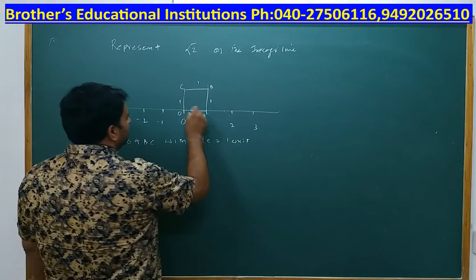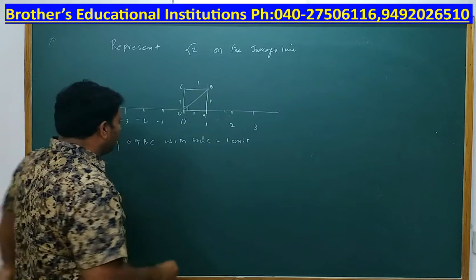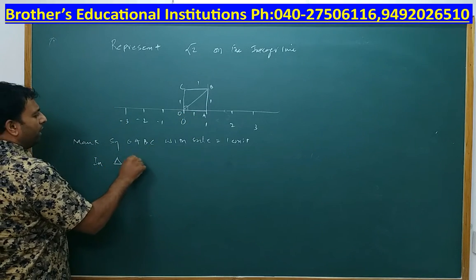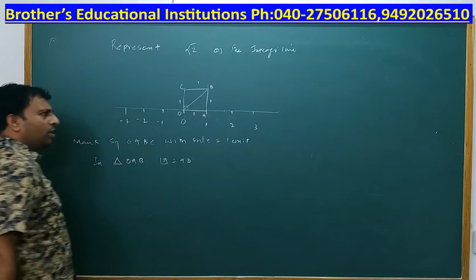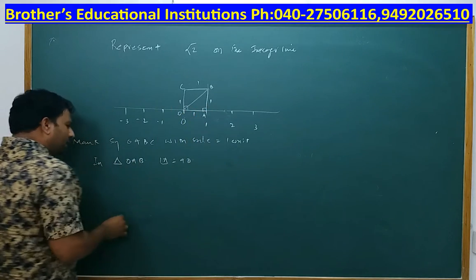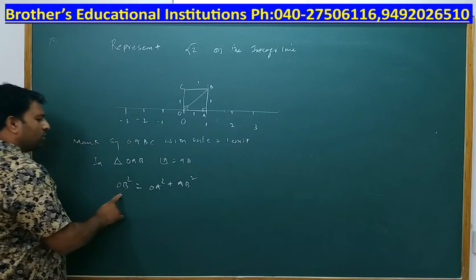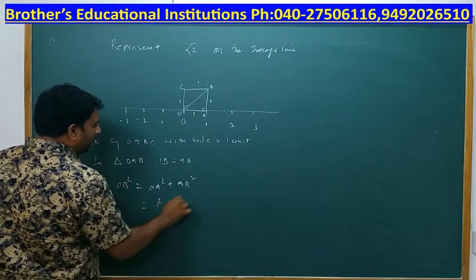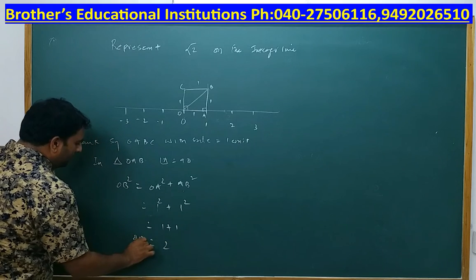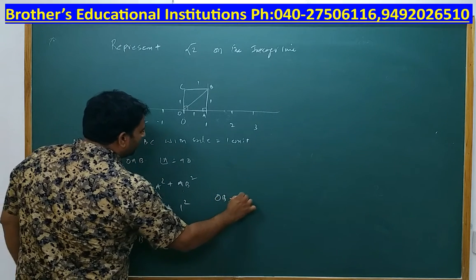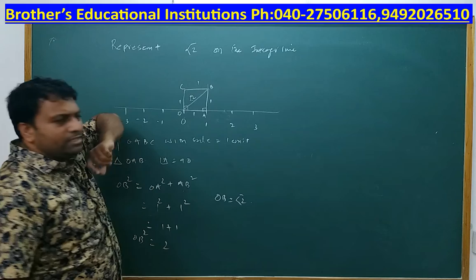Now OA is 1. Since it is a square, what is OB? OB is a diagonal. So in triangle OAB, we can apply Pythagoras theorem, because what is angle A? Angle A is equal to 90 degrees. Because angle A is equal to 90 degrees, I can apply Pythagoras theorem. I will write OB square is equal to OA square plus AB square. So what is OB square? We have to find. What is OA square? 1 square. Plus what is AB square? 1 square. What is 1 square? 1 plus 1 is equal to 2. OB square is equal to 2. So OB is equal to root 2. So this length is what? Root 2.